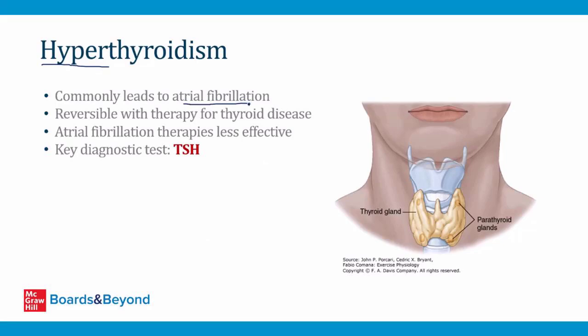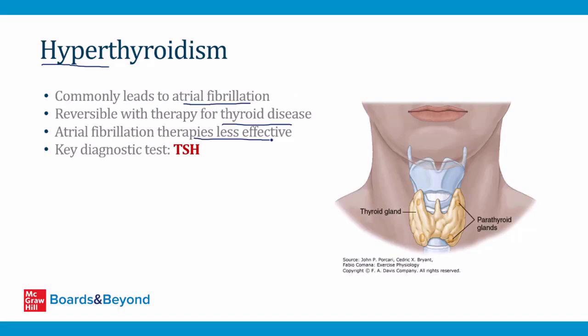And in this situation, if you treat the thyroid disease and bring the thyroid hormone levels back down to the normal range, the atrial fibrillation also goes away. And it's very important to know if a patient has hyperthyroidism when you're treating them for AFib, because the therapies are generally less effective when thyroid hormone levels are high.